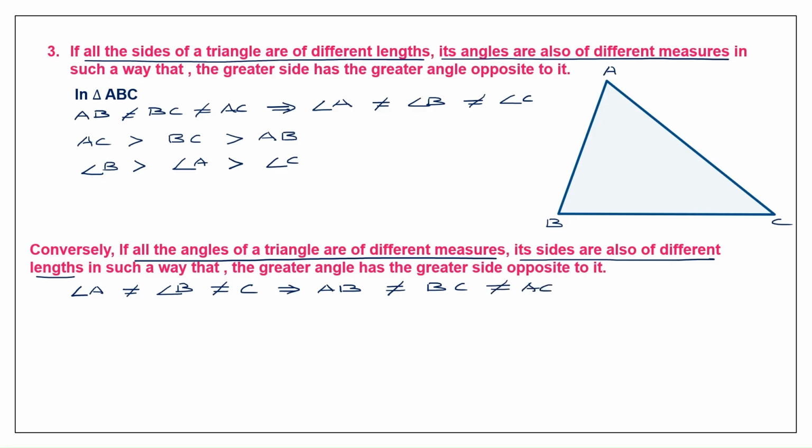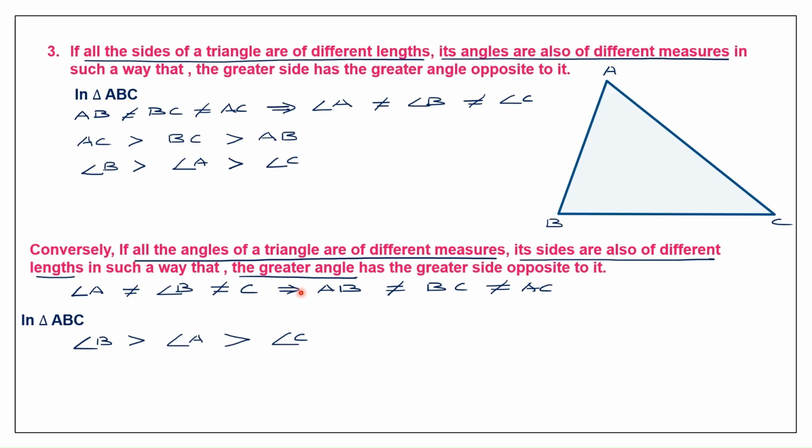Then what does the other part say? It says the greater angle. Now, which is the greater angle? Angle A, angle B and angle C are the three angles. Now, if I use the same triangle, that is in triangle ABC, then angle B is the greater angle. Angle B will be greater than angle A, which is greater than angle C, according to the given figure.